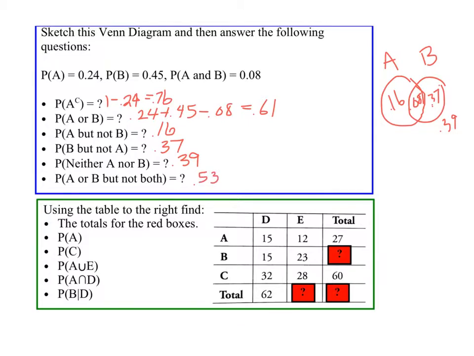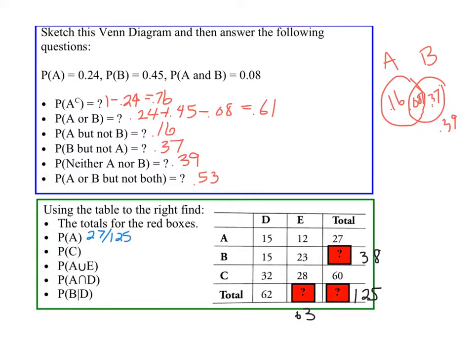Using the table to the right, find the totals for the boxes. All right, well, let's put those totals in. So 15 plus 23 is 38. And then we've got 12 plus 23 plus 28 for a total of 63. Either way, this is 125. So the probability of A, well, there are 27 people in A out of 125.